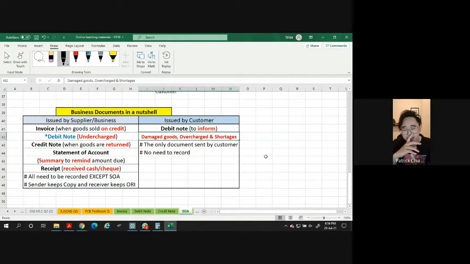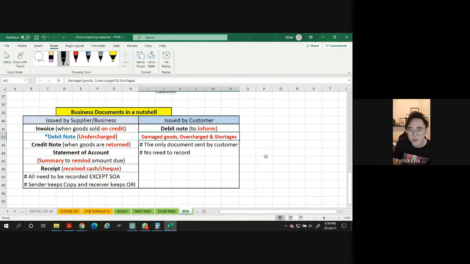We just keep quiet. Seller being seller, exactly. Sometimes it's overcharged, they still pay and we just keep quiet. But if they know, then they will complain. But if we undercharged, the problem is on our side now. What do we do? We have to quickly send a debit note to tell them we undercharged.